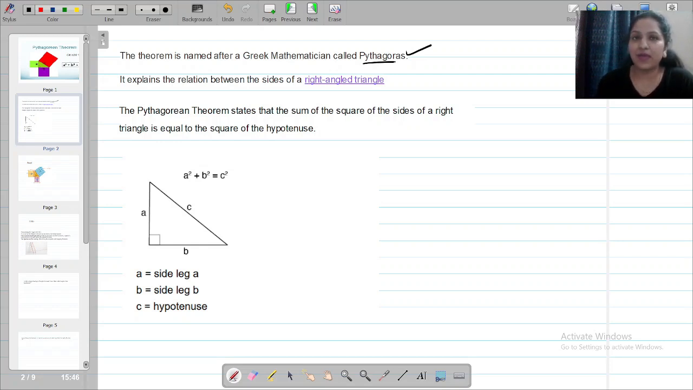I hope everyone is aware what is a right angle triangle, where one angle of the triangle is 90 degree, the right angle. Okay, so what this theorem does, it gives us the relationship between the different sides of a right angle triangle. Let's take it further. The Pythagoras theorem says that the sum of the square of the sides of a right angle triangle is equal to the square of the hypotenuse. Now what is this? Such a big statement, it sounds little confusing, but it is really very easy.